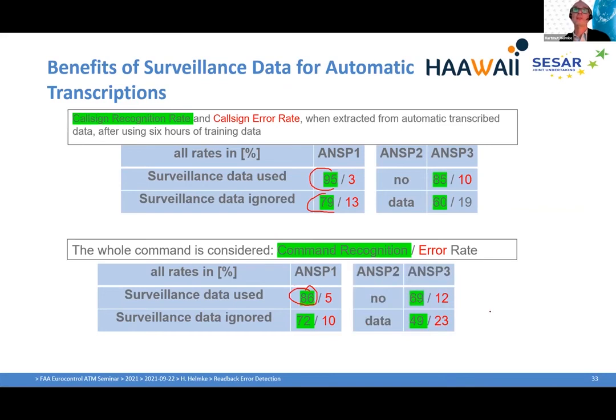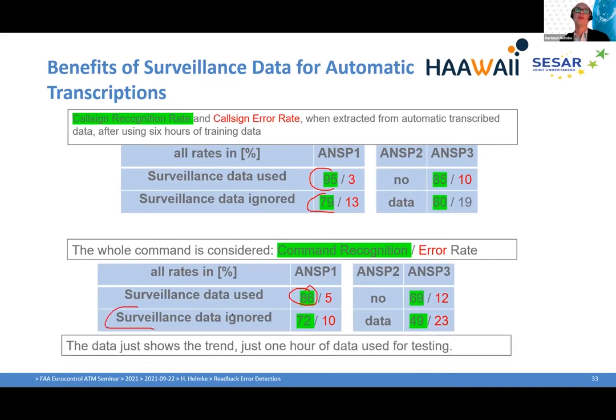But the message here should be: you must consider surveillance data. Otherwise, you will not get the rates, and the data are available. So use it.